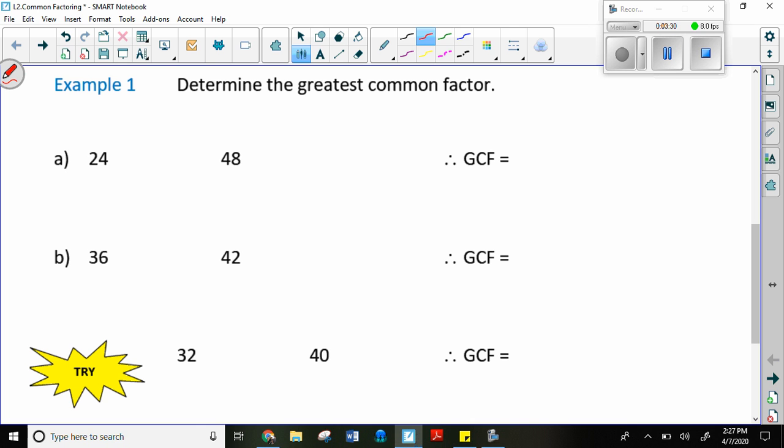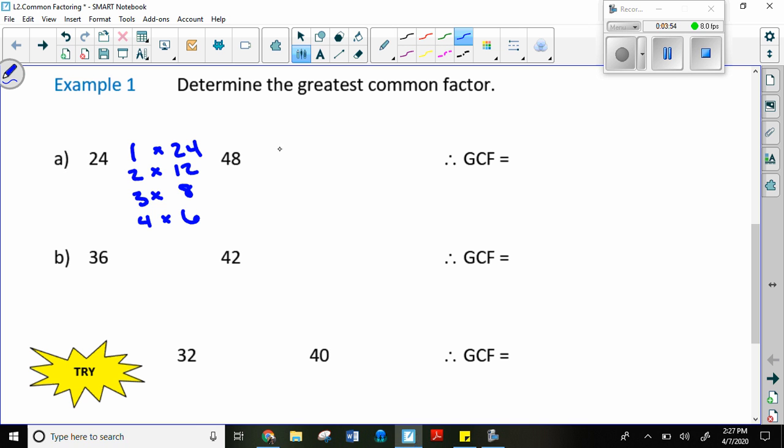Okay, so let's break down 24. These ones are ugly. We got lots of options here. Okay, 1 times 24, 2 times 12, 3 times 8, 4 times 6. And I think we run out. Okay, let's break down 48.